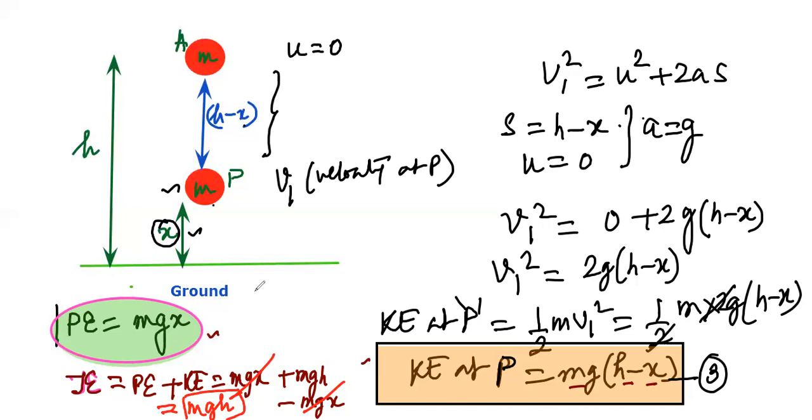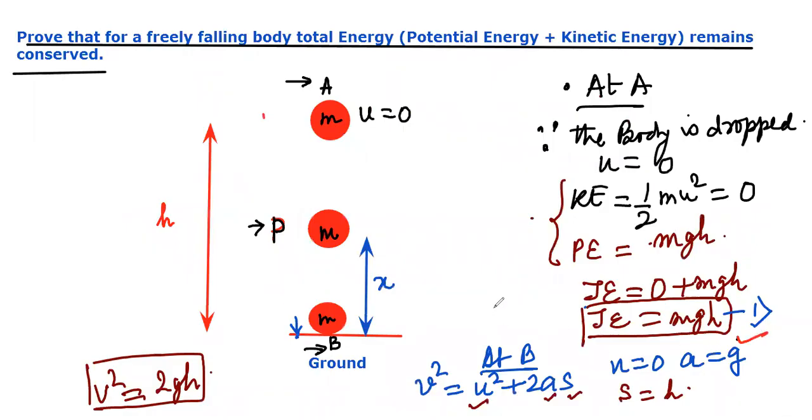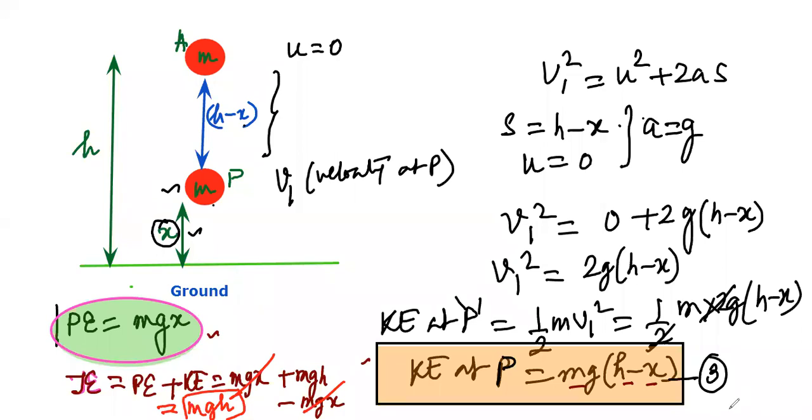So very, very important, children, you saw that in all the three cases, total energy is mgh at P, mgh at B, and mgh at A. So this is total energy at A, this is total energy at B, and total energy at P. In all the three cases, the total energy remains the same. Hence, we can say that energy is conserved. So you can see, children, in all the three cases, energy is conserved.